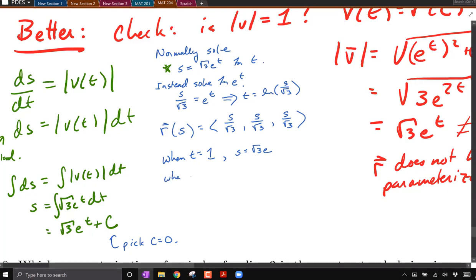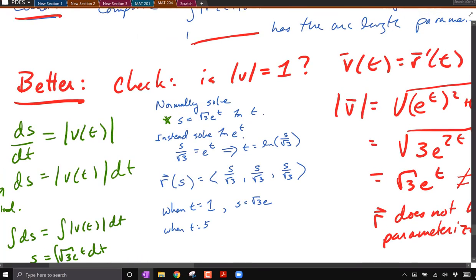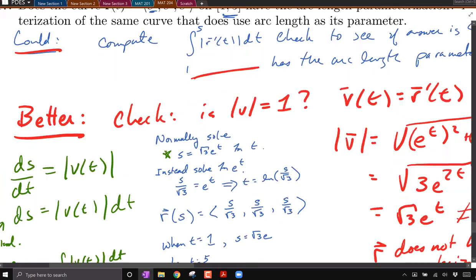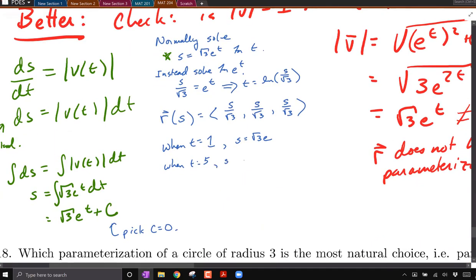And when t is, what was the upper limit? When t was 5, that's when we stopped running this curve. When t was 5, what is s? s is the square root of 3e to the 5th. Okay? So we're going to take this newly parameterized curve, and we're going to only consider it on the interval from the square root of 3e to the square root of 3e to the 5.